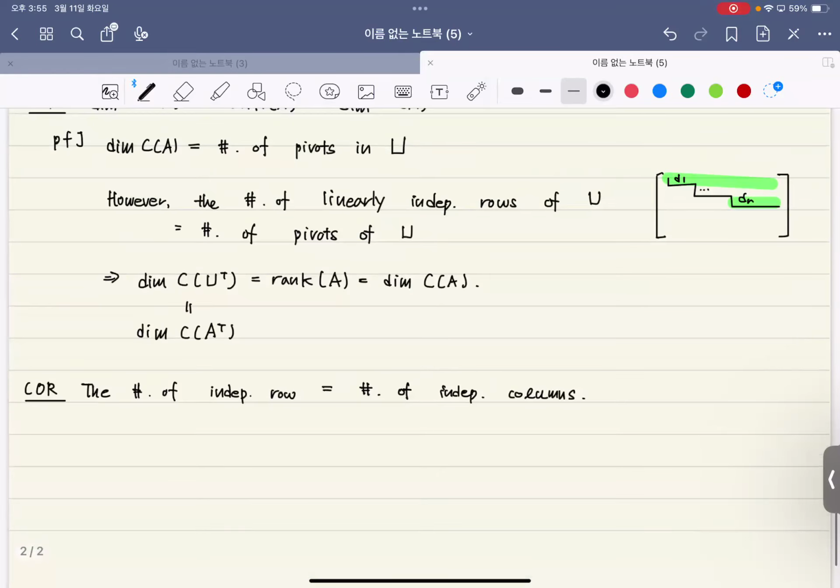Because the rank of A transpose, this number means the dimension of the row space, but this is the dimension of the column space. So the rank of A and the rank of A transpose, they are all the same number.